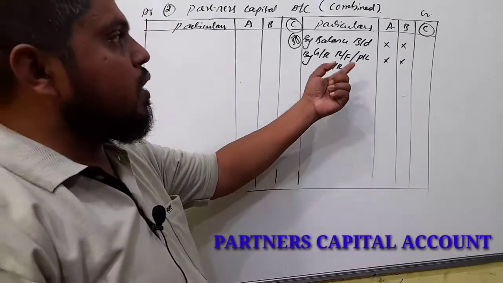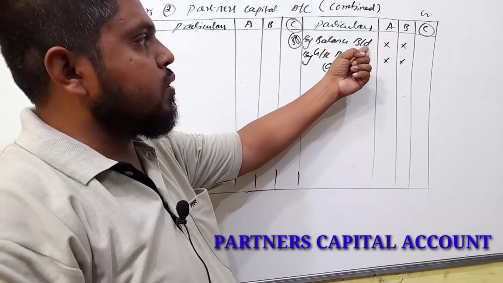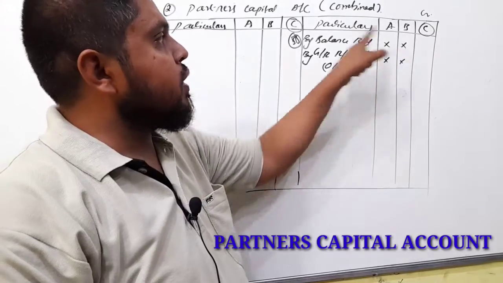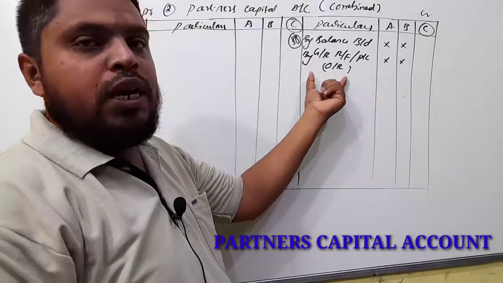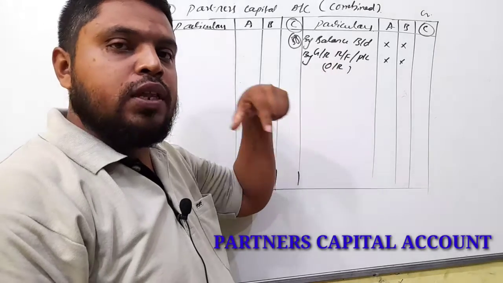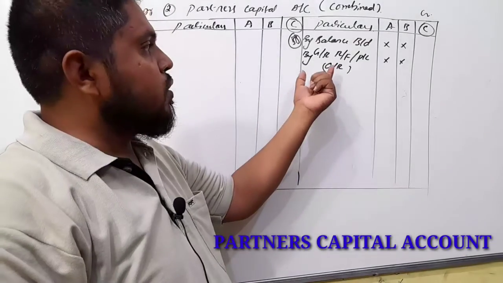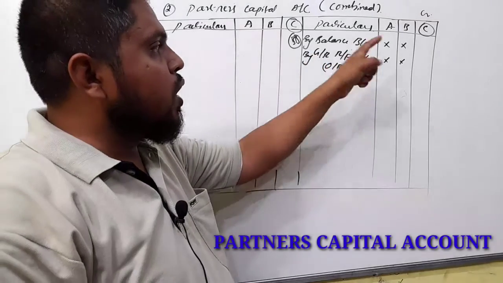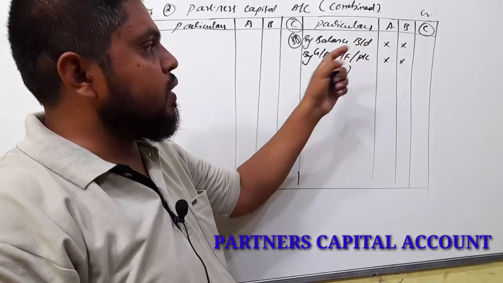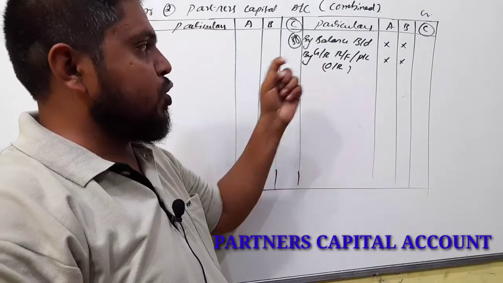So, first capitals we have to record of old partners which are given in the old balance sheet, and next the accumulated profit or loss which is given in the balance sheet. That is the old balance sheet. General reserve, reserve fund, profit or loss, we have to share among the old partners in their old ratio.